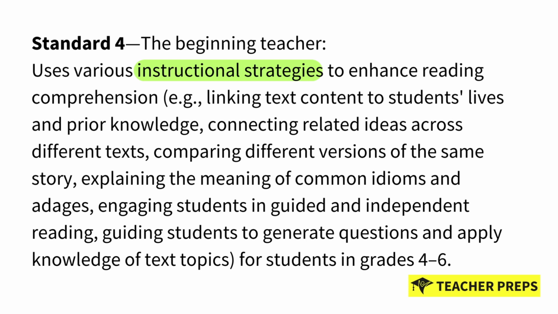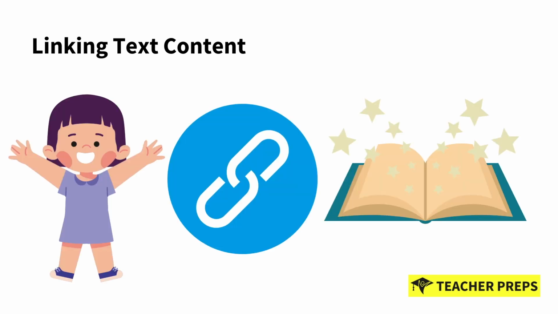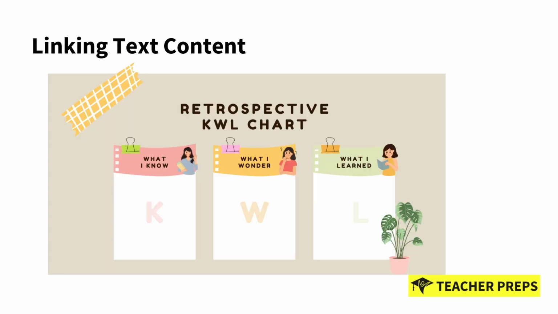Now, let's talk about different ways you'll want to know for your exam to strengthen and enhance our students' reading comprehension skills. The first way, we can help our students find links to the text content that they're reading to their personal lives and their prior knowledge. This is important for comprehension and retention as it creates a meaningful connection between the learning material and the learner, making abstract concepts more concrete and relatable. A few popular ways to do this include using a KWL chart, personal journals, visual aids, or group discussions.